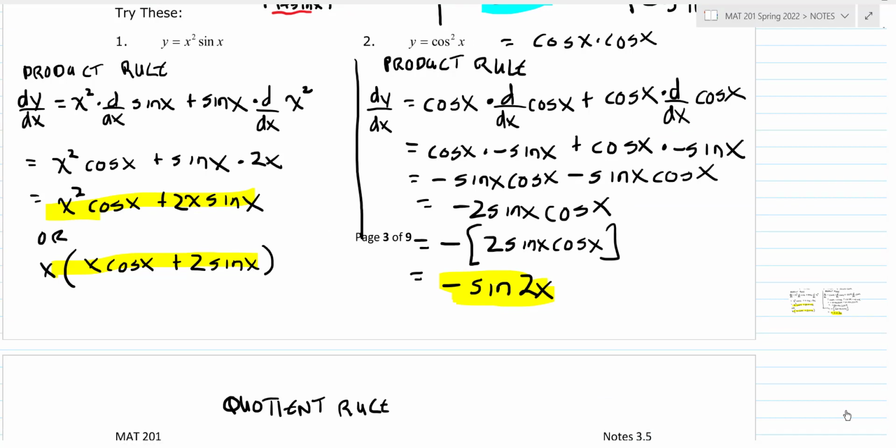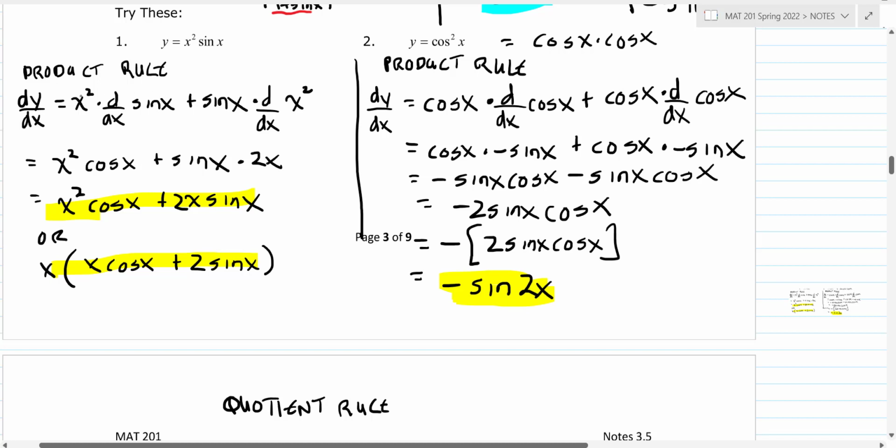Number 1, you didn't really have to use any identities on. This was a product rule. And a couple of key things on here. So I'm doing the first times derivative of second plus second times derivative of first. So that's set up in the product rule.